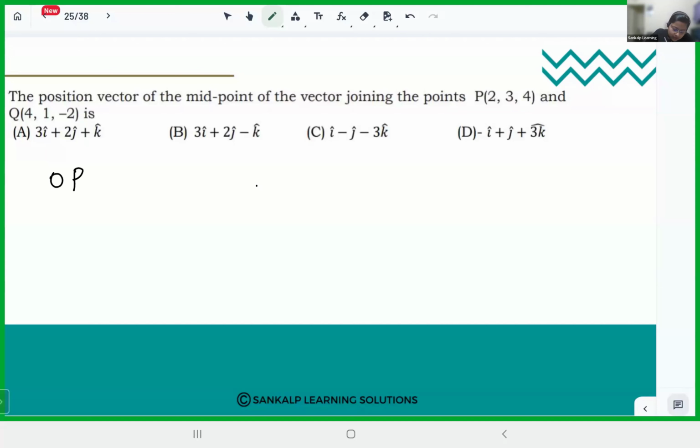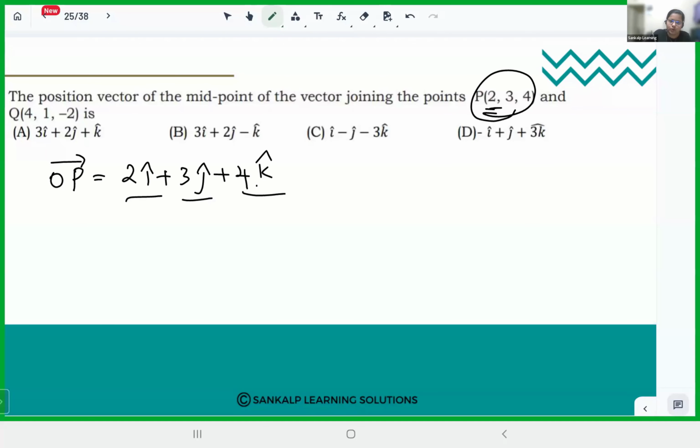First, you can write the position vector of OP. That is equal to 2i plus 3j plus 4k. I hope everybody knows how to write the position vector. So this is the point, right? 2, 3, 4. These are the components. So you will write it as 2i plus 3j plus 4k. And what is OQ? Position vector of OQ. The points are 4, 1, minus 2. So how will you write it? 4 into i cap plus 1 into j is j itself, right? So j cap plus minus 2 into k cap. So this is 4i plus j minus 2k. That is the position vector of OQ.